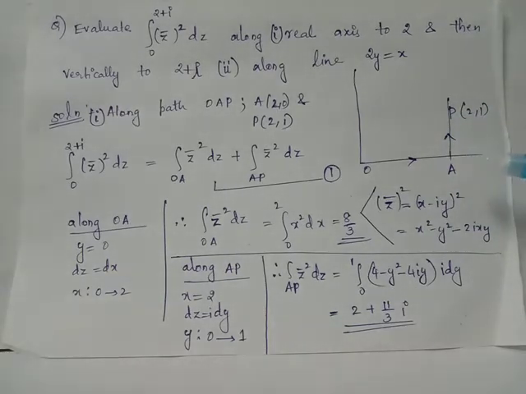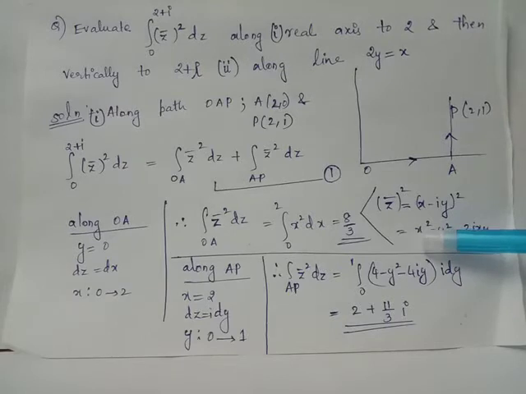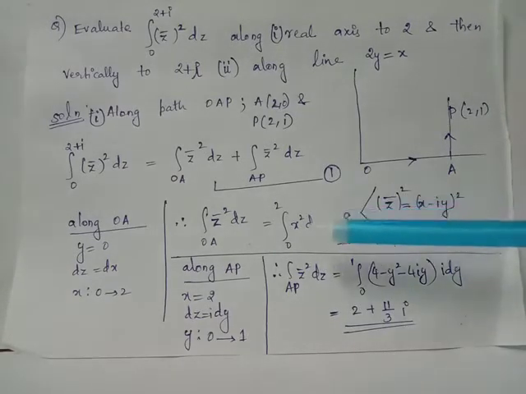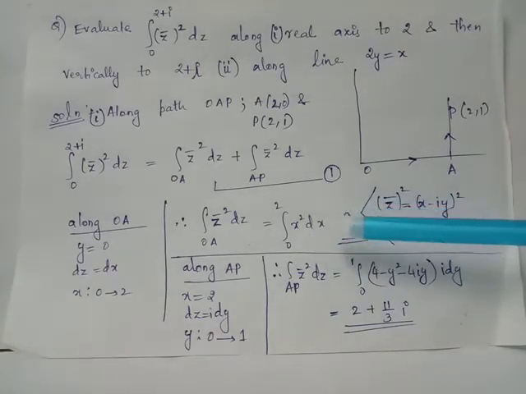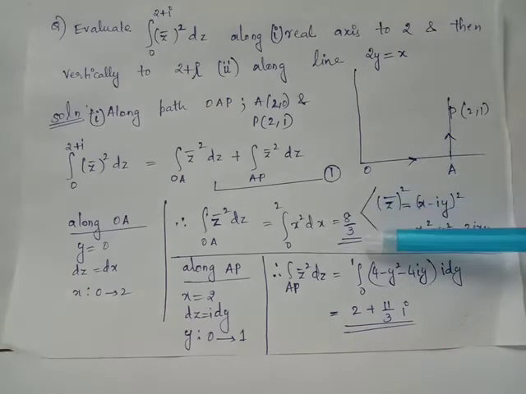In OA, we have the integral over OA of z bar square dz written as the integral from 0 to 2 of x square dx, because z bar whole square can be rewritten as x minus iy the whole square, which when expanded becomes x square minus y square minus 2i xy. Along OA, since y becomes 0, the last two terms become 0. So x square is the only non-zero term. Therefore, along OA, the integral reduces to this expression. After integration, we get 8 by 3.